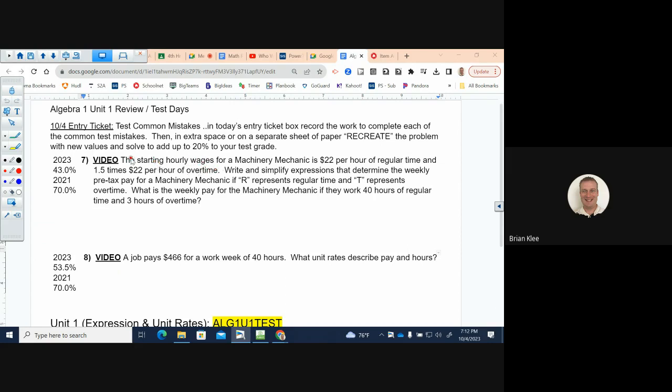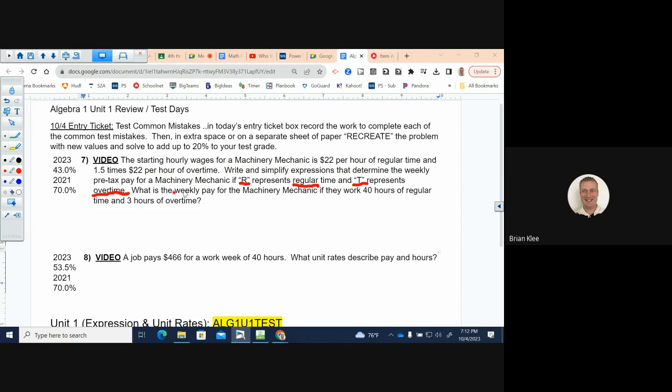So the starting hourly wages for a machinery mechanic is $22 per hour of regular time and 1.5 times $22 per hour of overtime. Write and simplify expressions that determine the weekly pre-tax pay for a machinery mechanic if R represents regular time and if T represents overtime.